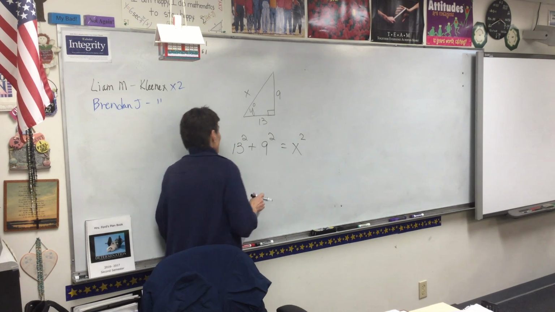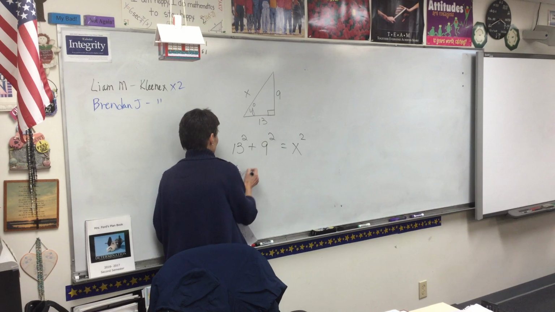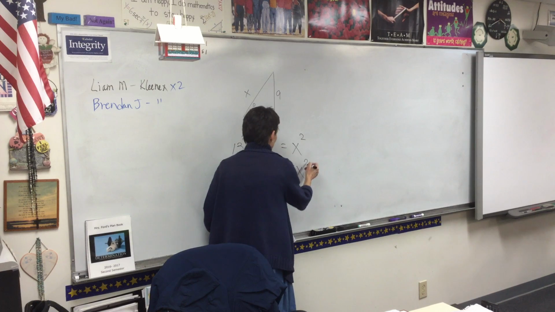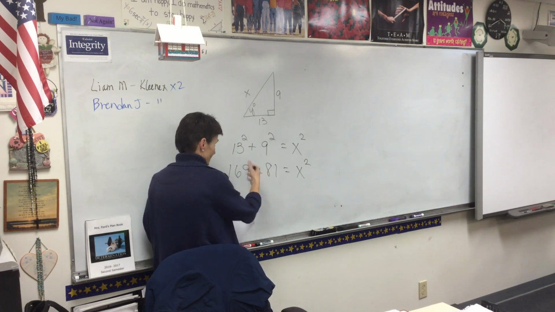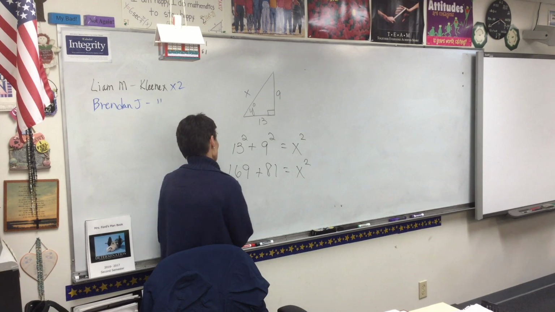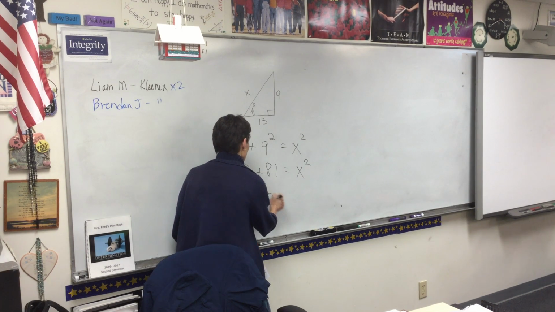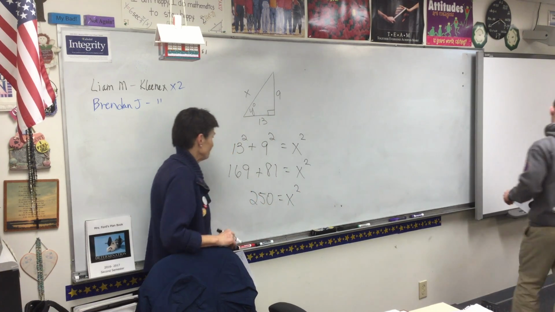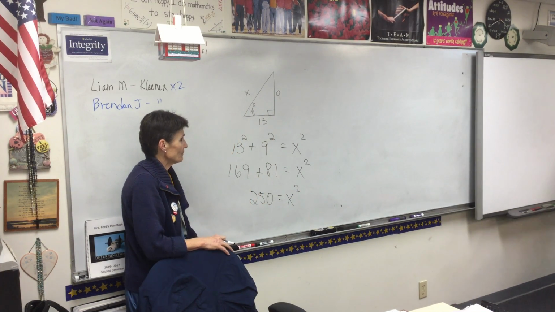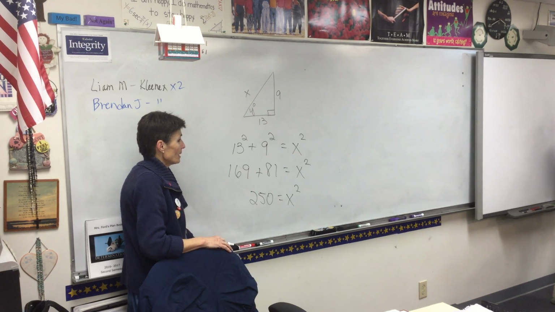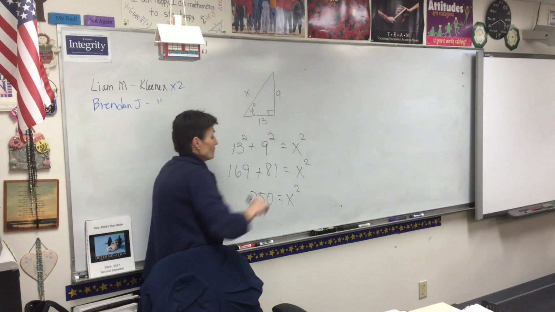Okay. So now 13 squared, 169, 9 squared. Now you're going to have a calculator. I mean, so you know, use a calculator. So what is that added up to? 250? Double check my math, is that right? 250? Yeah, that's right.